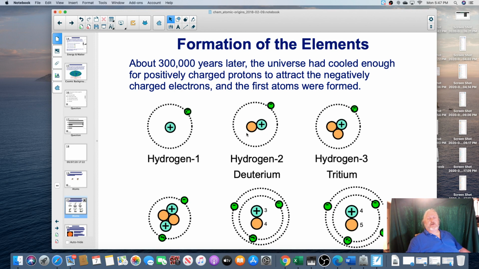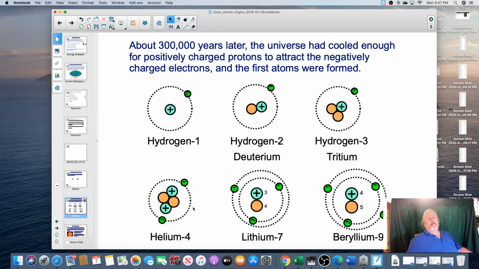This is hydrogen 2. Still 1 proton, but it now has a neutron and also has 1 electron rotating around it. Notice this is hydrogen 2. Another name for it is deuterium. Tritium is hydrogen 3. Again, 1 proton, 2 neutrons for a total of 3 particles in the nucleus and 1 electron floating around. All right, so helium also formed, had 2 protons, 2 neutrons, that's helium-4, and 2 electrons.